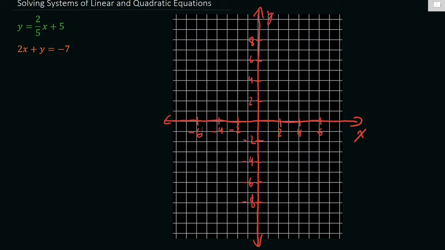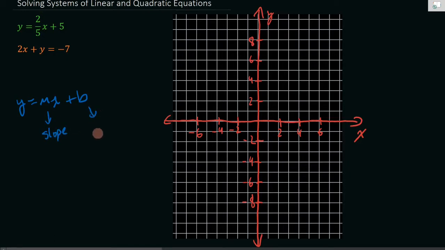So first of all, you need to remember your basic linear equation, y equals mx plus b. I'm assuming you know how to do this. If not, search for a YouTube video on graphing slope-intercept form. m is the slope, and b is your y-intercept. And so our first equation is already in this form. This green equation here is already in this form, so we can just go ahead and graph it.